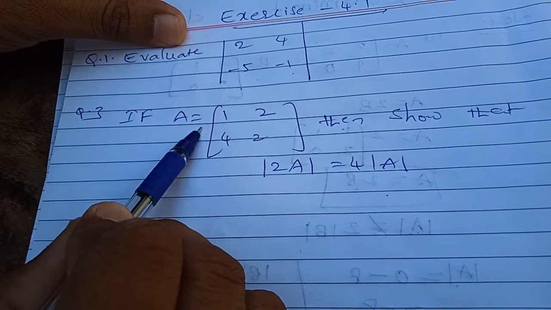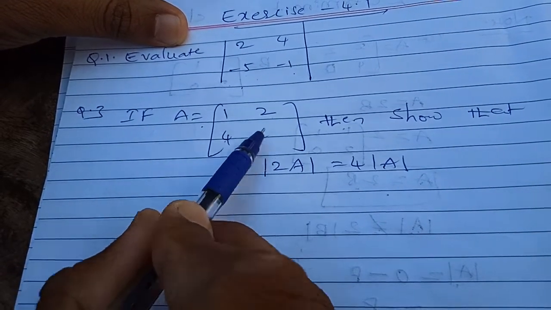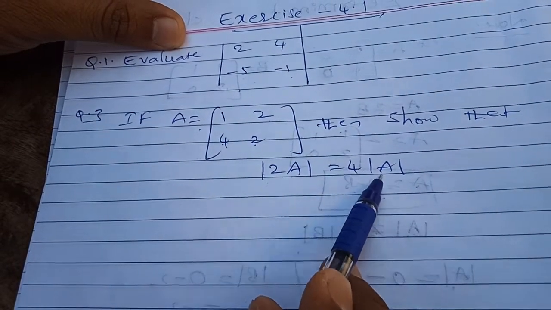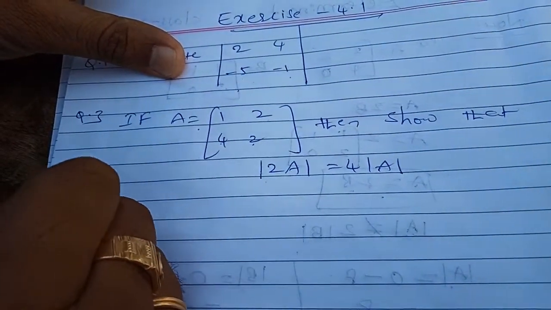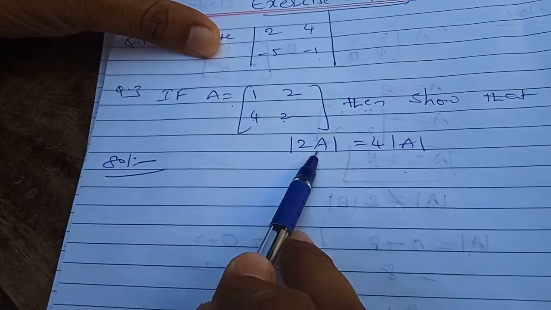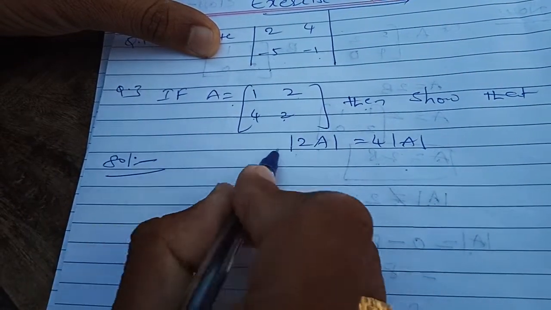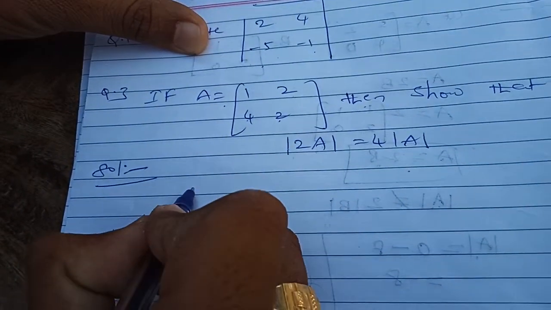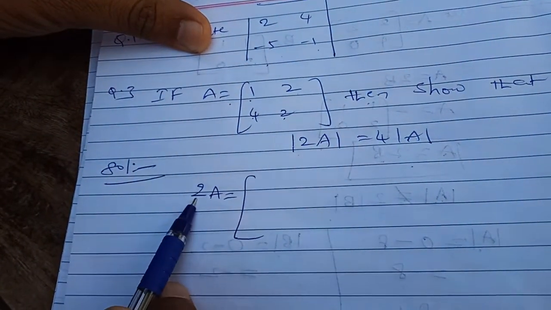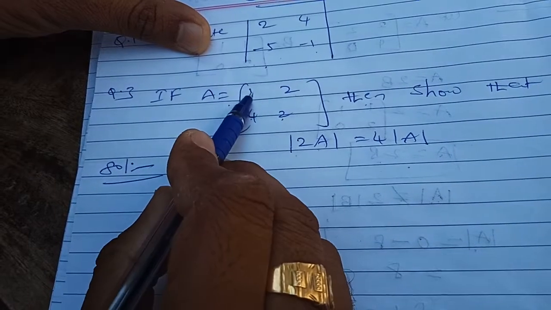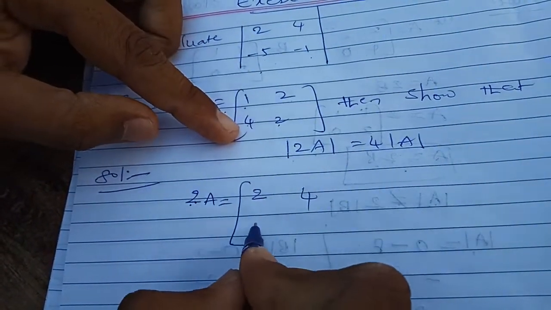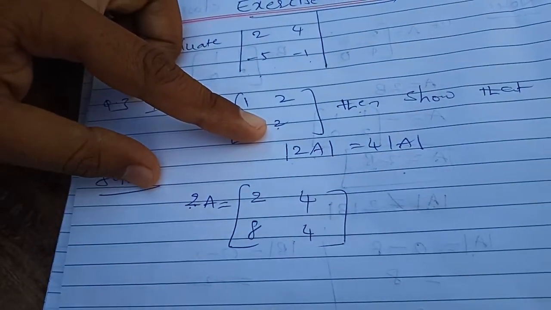If A is equal to the matrix 1, 2, 4, 2, then show that determinant of 2A is equal to 4 into determinant of A. Okay, so for this, show that means we have to show that LHS is equal to RHS. So we are taking the LHS, determinant of 2A, which means first we have to write the 2A matrix. Yes or no? We are going to multiply the matrix A by 2. 2 into 1 is 2, 2 twos are 4, 4 twos are 8, 2 twos are 4. Okay, we got the 2A.